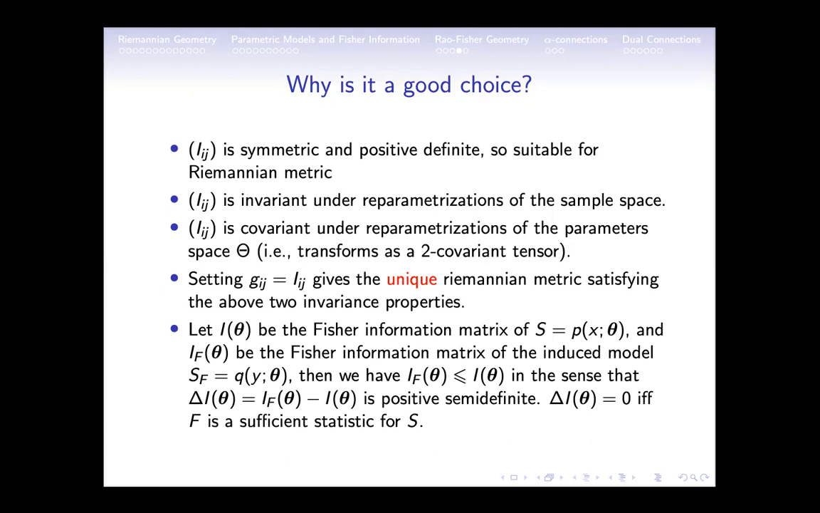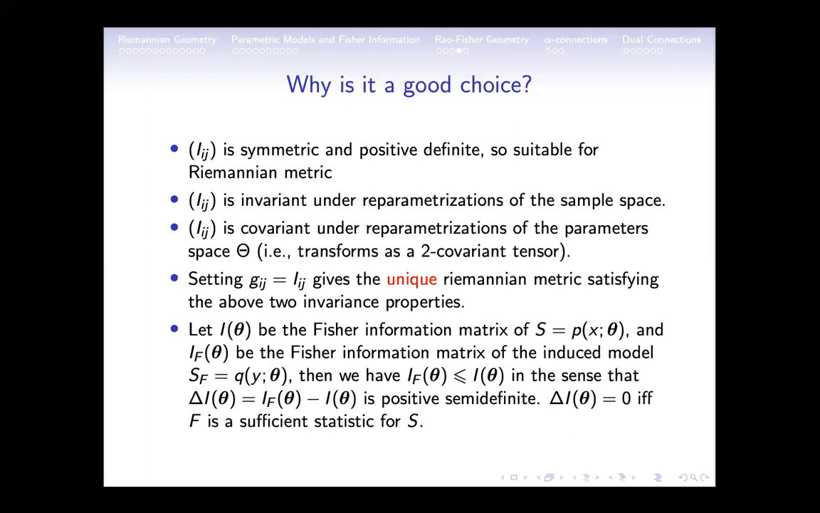The second one also has a proof that is not very difficult: the Fisher information matrix is covariant under reparametrization of the parameter space theta. Covariance means it's not exactly invariant, but it is invariant in the sense of a covariant tensor. Riemannian metrics are basically tensors, like you can think of them as tensors.